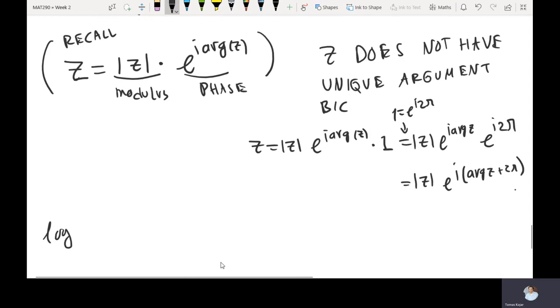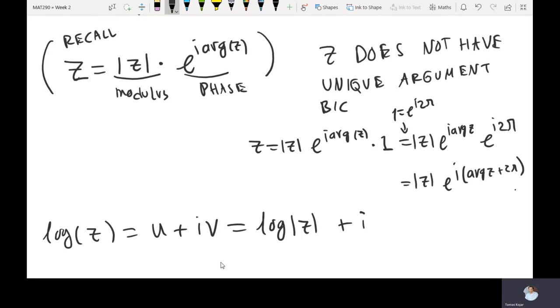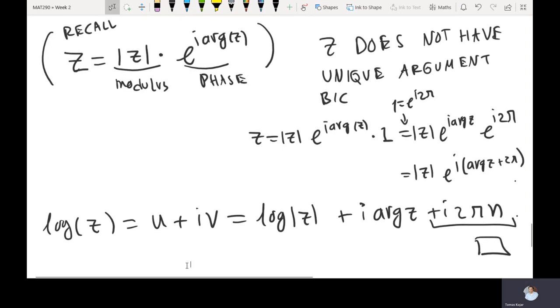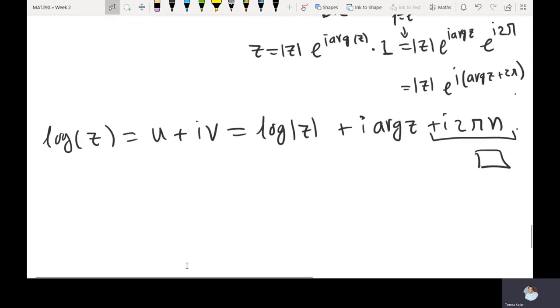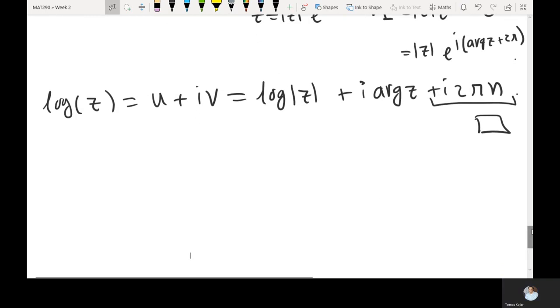We just showed that log of z has the following two parts. The real part, log of the modulus, plus i times the argument of z plus i 2 pi n. Okay, so from now on, you can use this formula.